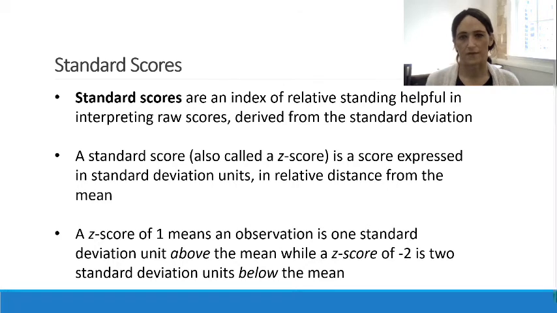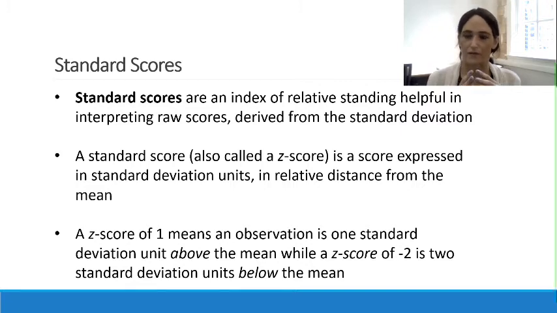This brings us to the concept of standard scores, or z-scores, which is a way of expressing a variable not in terms of its original units, but in terms of standard deviation units. So standard scores are an index of relative standing, helpful in interpreting raw scores derived from the standard deviation. It's also called a z-score. This has to do with the distribution that we're going to talk about later, the z distribution, and is expressed in standard deviation units relative to the mean. So a z-score of 1 means an observation is 1 standard deviation from the mean. A z-score of -2 would mean 2 standard deviations below the mean, etc.